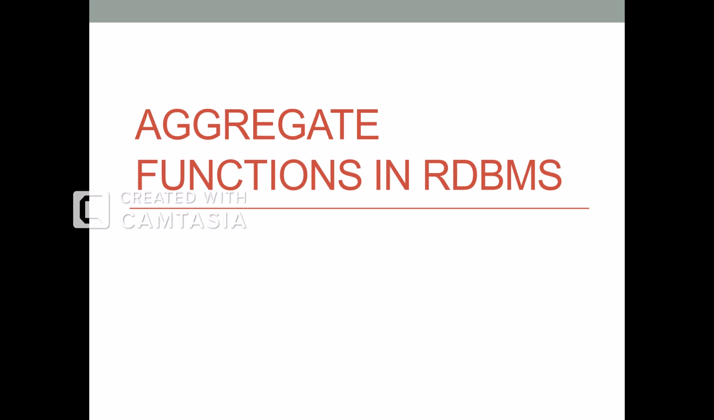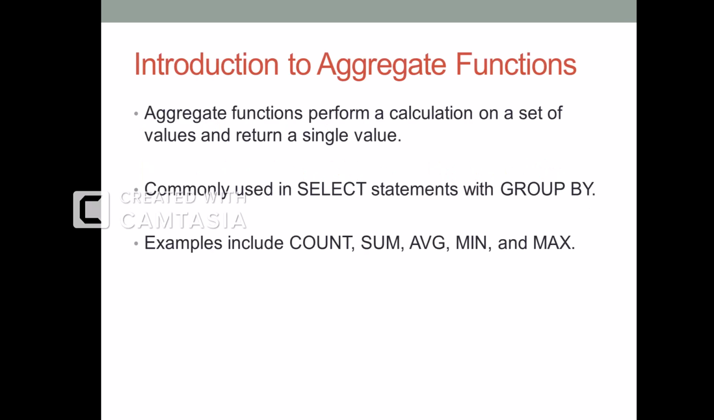Let us see about aggregate functions in RDBMS. Aggregate functions perform a calculation on a set of values and return a single value. Commonly, they are used in a SELECT statement with the GROUP BY keyword. Aggregate functions include count, sum, average, minimum and maximum.